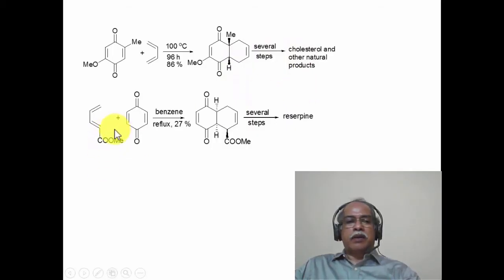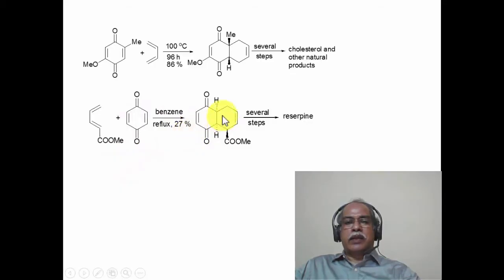Here is another example of a Diels Alder reaction where you have an electron withdrawing substituted diene as well as dienophile. The reaction proceeds in refluxing benzene, although in very poor yield, for example only 27% yield or so, because this is a deactivated diene, it's not an electron rich diene. Unlike, for example, butadiene, this has an electron withdrawing functional group. That may be the reason why the reaction is very sluggish in this particular case.